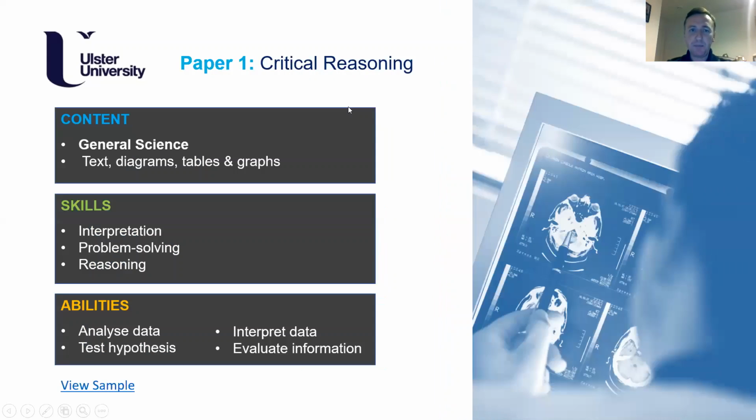Okay, so paper 1, your critical reasoning, is looking in the area of general science, so text, diagrams, tables and graphs. So you don't need to revise this. This isn't about your knowledge in science. You don't need to be going off picking up any more information on biology, chemistry, maths, anything. The information you need to answer the questions will be given in the paper. The skills they're looking at are your interpretation skills, your problem solving, your reasoning skills, and your ability to analyze the data, interpret the data, test hypotheses, and evaluate the information given.